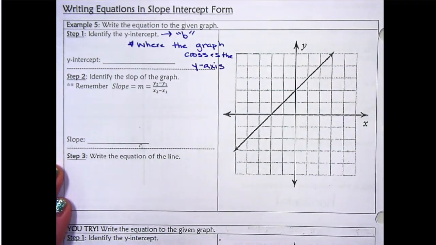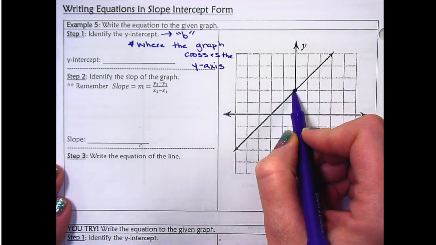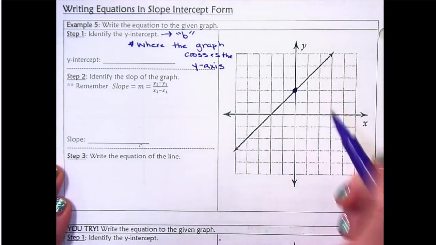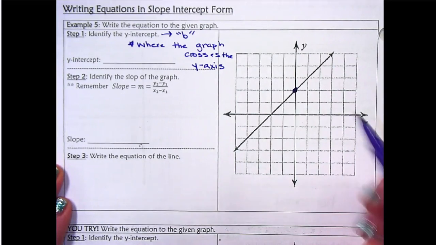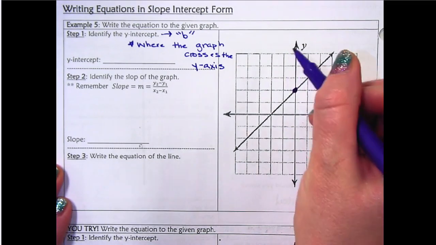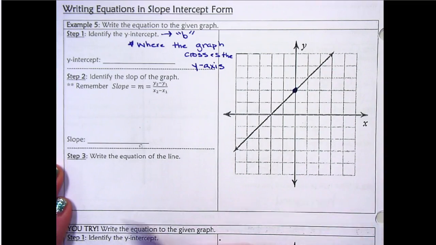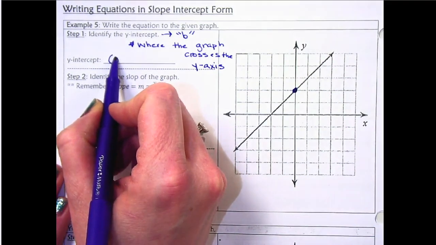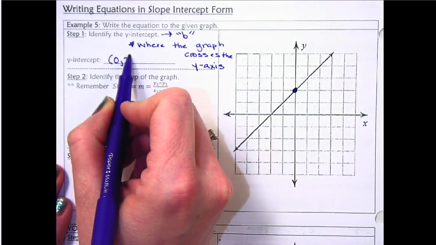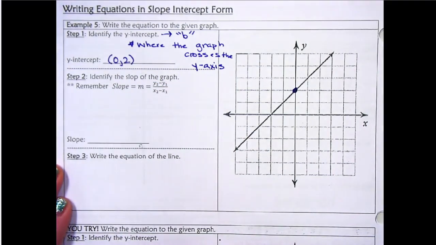Looking at our graph to the right, the linear function crosses the y-axis at positive 2. Remember, the y-axis is the vertical axis. So our y-intercept is not just 2, it's the ordered pair (0, 2). That is on the y-axis, so the 2 goes in the y coordinate spot.